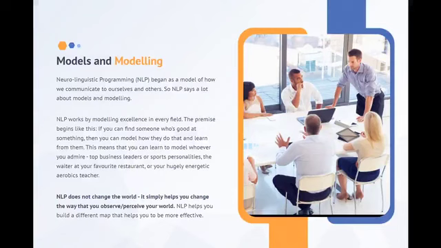If you can find someone who's good at something, then you can model how they do that and learn from them. This means that you can learn to model whoever you admire, top business leaders or sports personalities, the waiter at your favorite restaurant, or your hugely energetic aerobics teacher. NLP does not change the world, it simply helps you change the way that you observe or perceive your world. NLP helps you build a different map that helps you to be more effective.